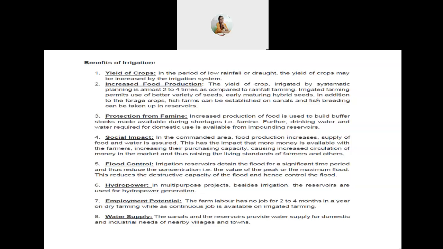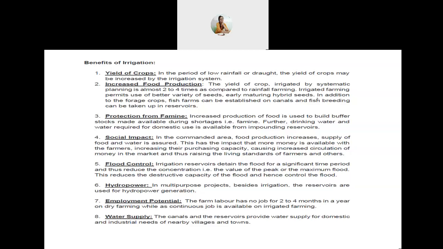Number 5, flood control. Irrigation reservoirs detain the flood for a significant time period and thus reduce the concentration, that is, the value of the peak or the maximum flood. This reduces the destructive capacity of the flood and hence controls the flood. Number 6 is hydropower. In multipurpose projects, besides irrigation, the reservoirs are used for hydropower generation.